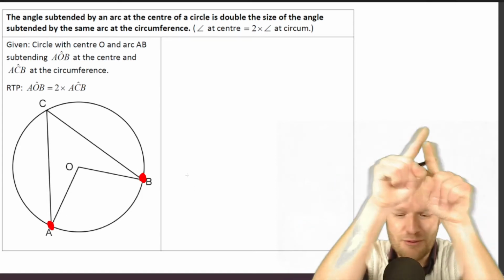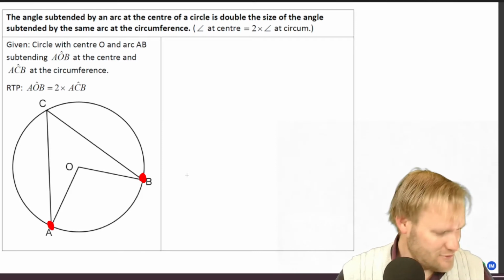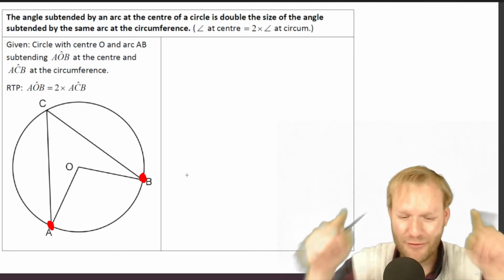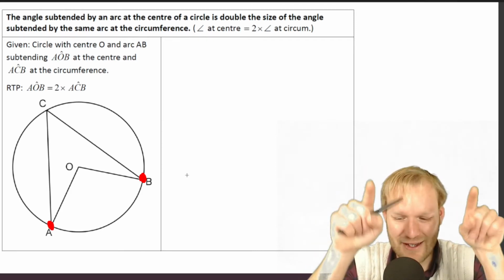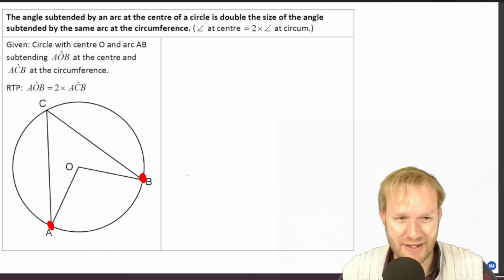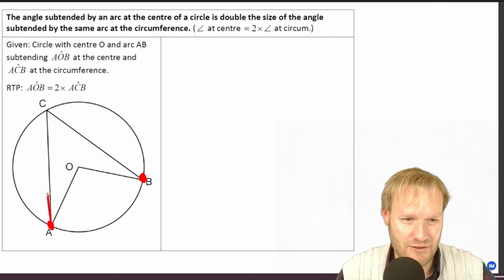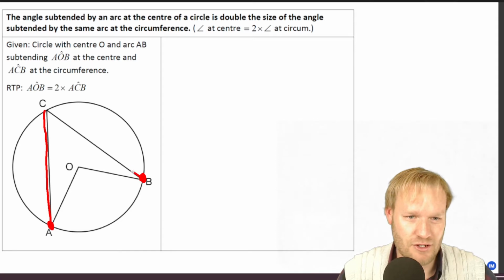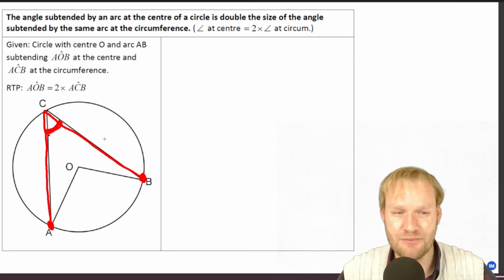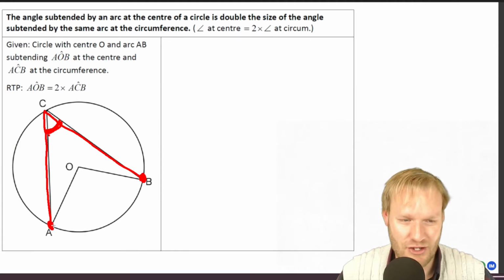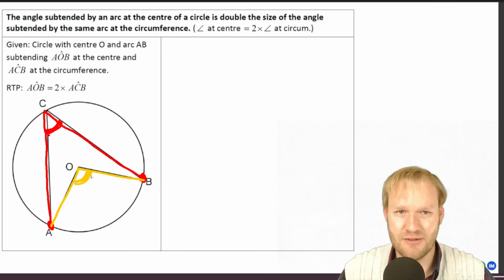I always do it with my fingers. Think of starting at A and B, so have your fingers at A and B. If you trace a line to the circumference, you're going to create, or subtend, this angle at C. And if you start at A and B and create these two lines to the center, you're going to subtend an angle at the center.